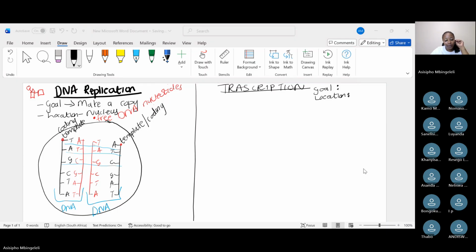Rosego, what's the goal in transcription? What are we making here? Anyone, guys, please? Isn't it the formation of messenger RNA? Thank you so much. That is our goal. Here in transcription, we are forming messenger RNA.